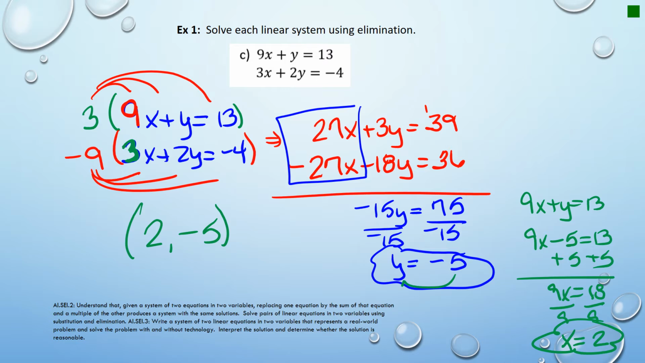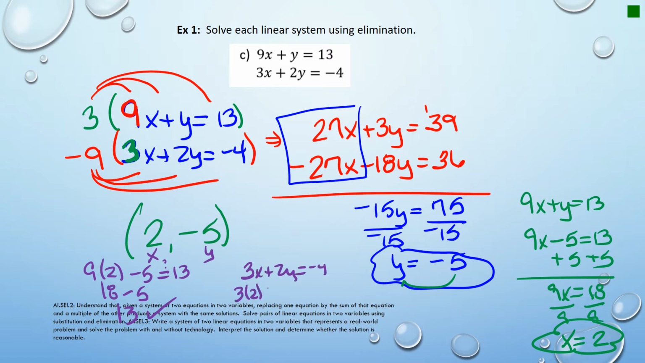To check this, I'm going to put 2 in for x and negative 5 in for y. So it'll be 9 times 2 minus 5. I want to see if that equals 13. Does 18 minus 5 equal 13? Yes.